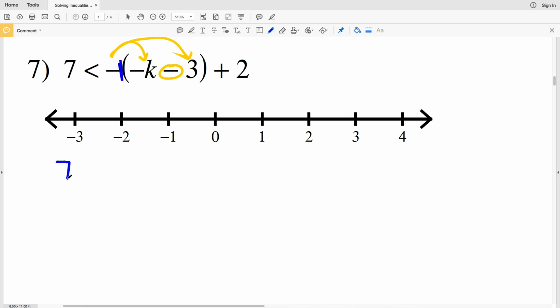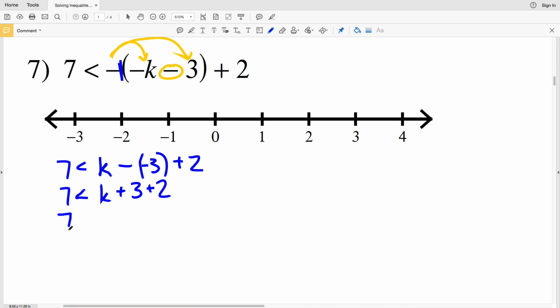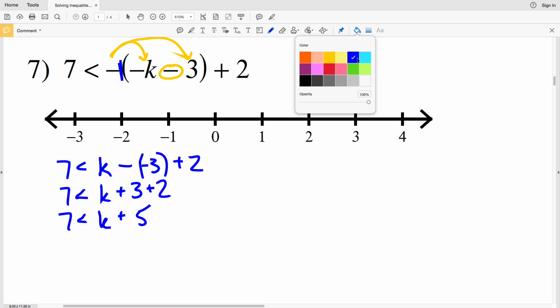So I'll have that 7 is less than negative 1 times negative k is a positive k, minus negative 1 times 3, which is negative 3, plus 2. So I'll have 7 is less than k, and when we subtract a negative, it's the same as adding a positive, so plus 3 plus 2. Simplifying, 7 is less than k plus 5, since 3 plus 2 is equal to 5.